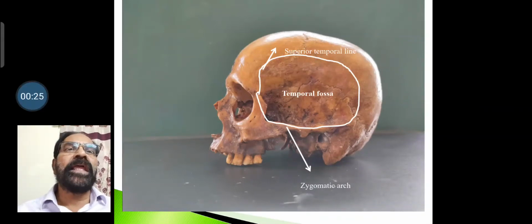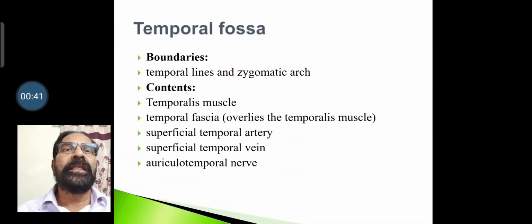So temporal fossa above is bounded by superior temporal line and inferiorly it is bounded by zygomatic arch. So the circle which is drawn shows temporal fossa. Temporal fossa boundaries. Boundaries are temporal lines and zygomatic arch.